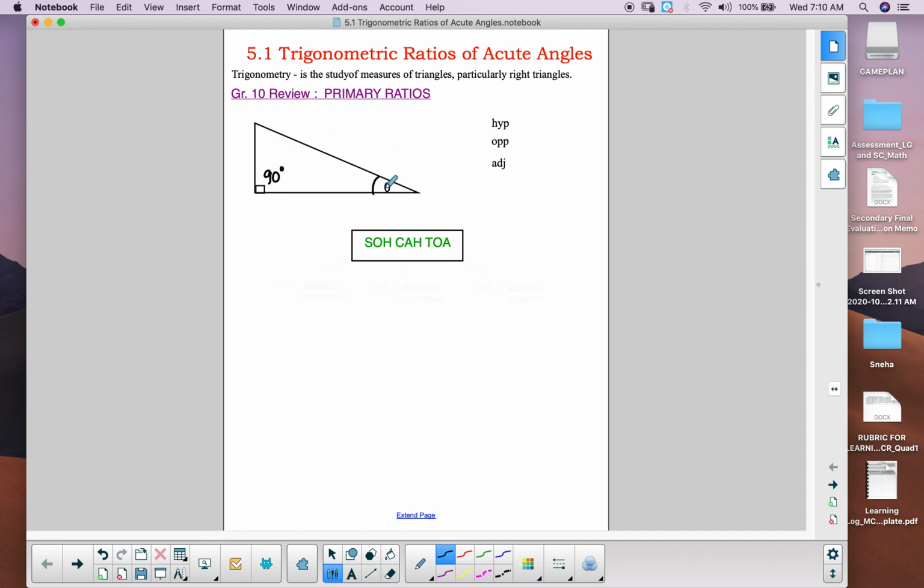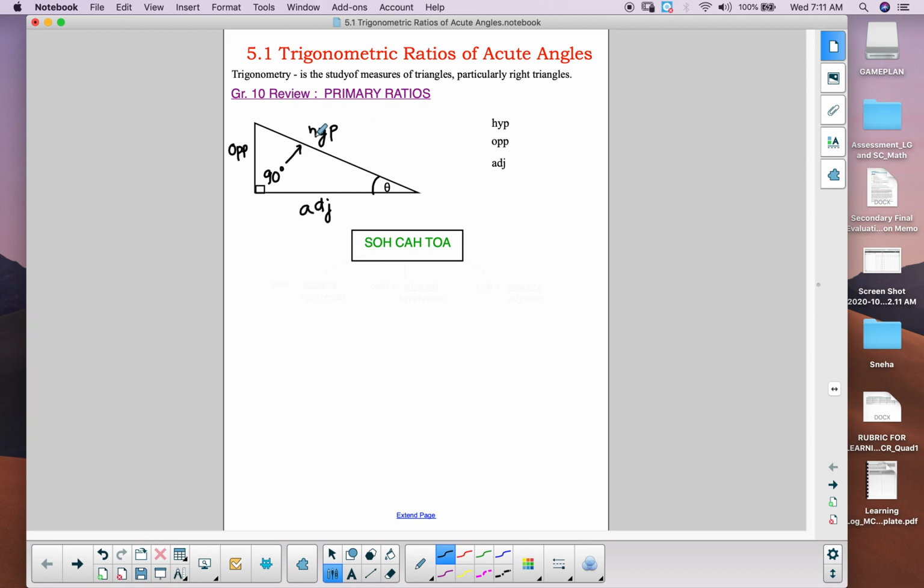So we're going to use the acute angle that is labeled to determine the opposite and adjacent sides. In relation to theta, opposite to theta is this side. So this is the opposite side. And in relation to this labeled acute angle, the side that's beside it is this side, so it is called the adjacent side. And the side that's opposite the 90-degree angle is called the hypotenuse.